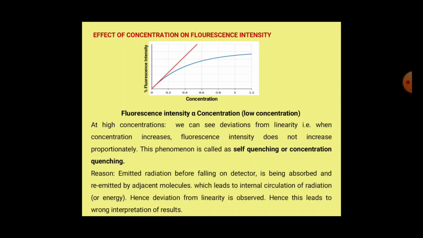When concentration increases, the fluorescence intensity does not increase proportionally. This phenomenon is called self-quenching or concentration quenching. What is the reason for the concentration quenching? This occurs at higher concentration. The emitted radiation, before falling on the detector, is absorbed and re-emitted by adjacent molecules, which leads to internal circulation of radiation. Hence, deviations from linearity are observed. This leads to wrong interpretation of the results. So, this is called self-quenching or concentration quenching.